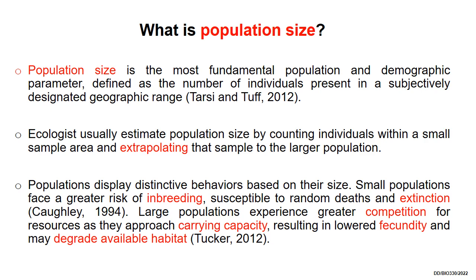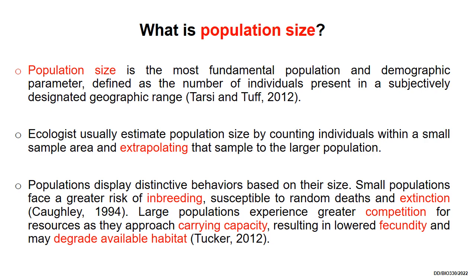So, how do ecologists estimate population size? Ecologists usually estimate population size by first counting every single individual within a small sample area, and then simply extrapolating that data or sample to the larger population. What is extrapolating? Estimating. Right? Estimating or assuming the total population size.